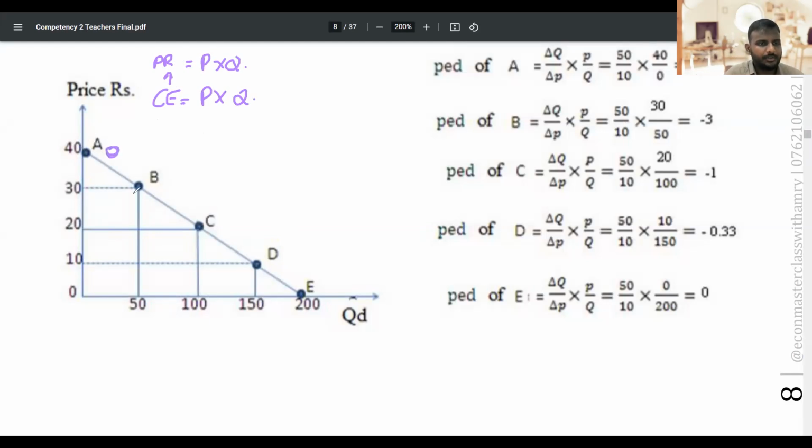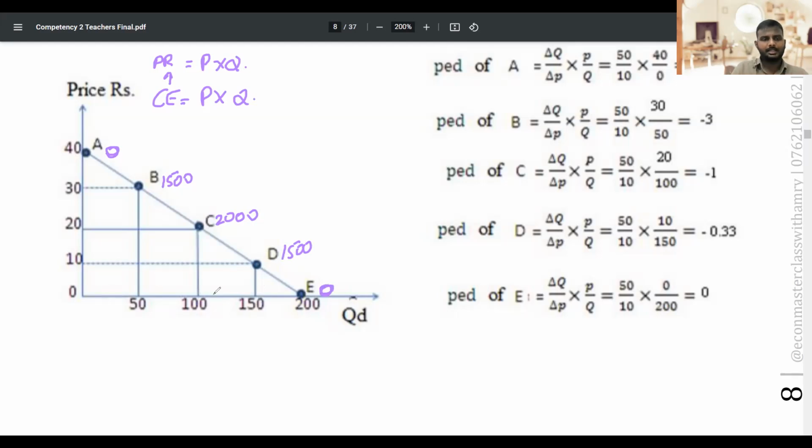At point B, 30 into 50 is 1,500 revenue, and consumer expenditure is also 1,500. At C, 20 into 100, 2,000 is the consumer expenditure and producer revenue. Again, when you go to D now, you see price is less, 10, quantity is 150. Again, it's just 1,500, not more than 2,000. And at E, price is obviously 0.